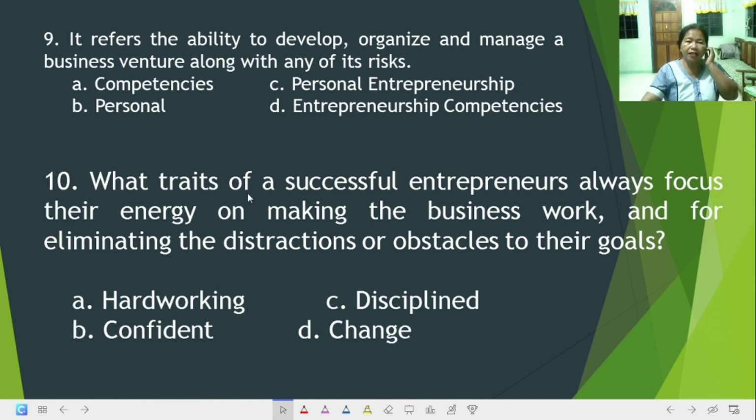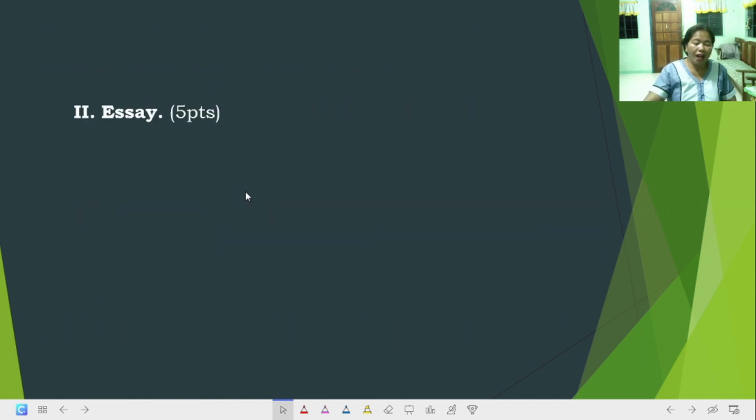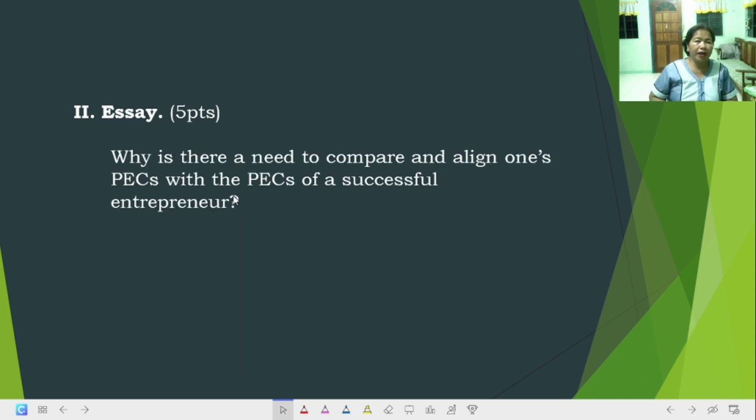Then the last one is the essay, and this essay is worth 5 points. The question is, why is there a need to compare and align one's PECs with the PECs of a successful entrepreneur? I need you to expound. Why is there a need to compare and align one's PECs, your personal entrepreneurial competencies, with the PECs of a successful entrepreneur? If you can give your idea for that question, then you will be given 5 points.